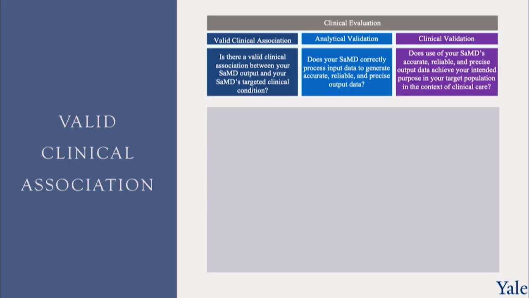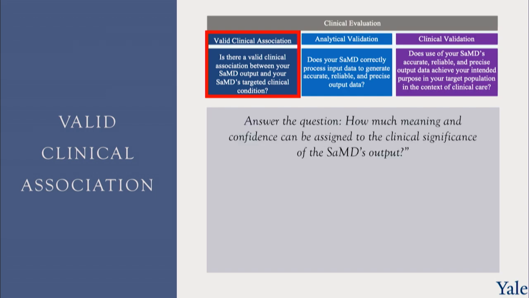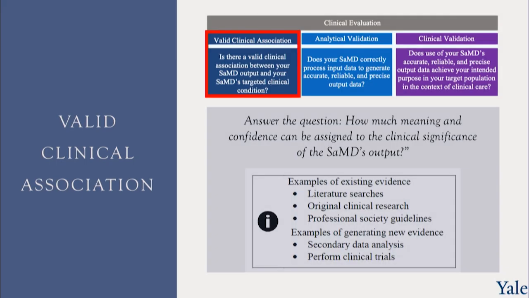So, valid clinical association. The table you see above is straight out of the document, it's a screenshot of the document. The question asks, is there a valid clinical association between your SaMD, your software output, and your targeted clinical conditions? So we have to answer the question, how much meaning and confidence can be assigned to the clinical significance of the SaMD's output? So what does this process involve? It may involve something as simple as literature searches. We're measuring tumor volume. We want to look up and demonstrate that tumor volume is a good predictor of outcome in cancer.